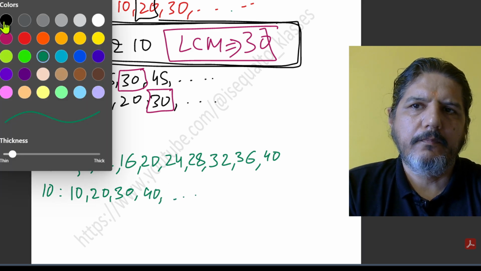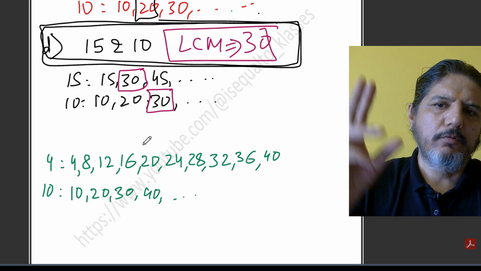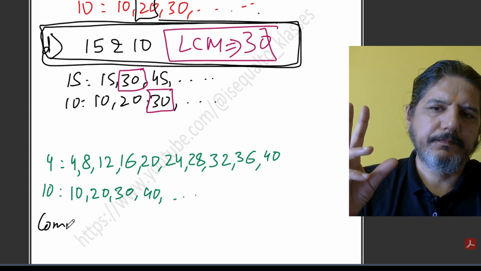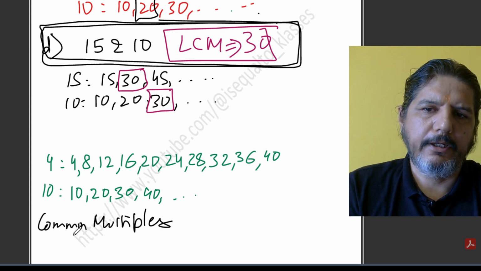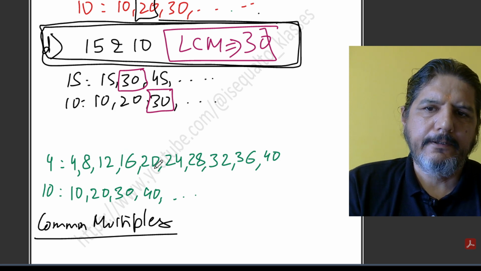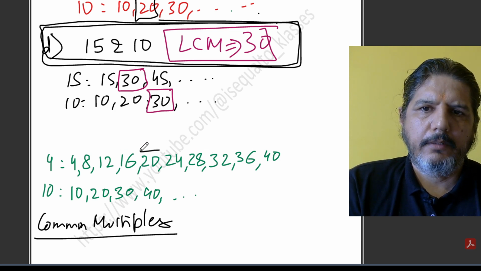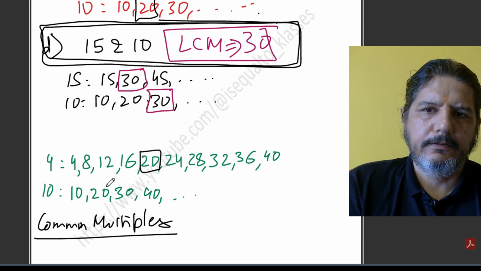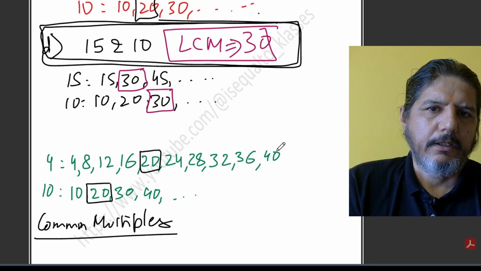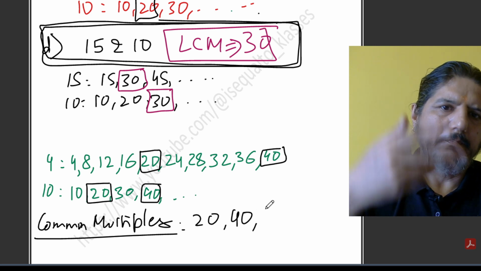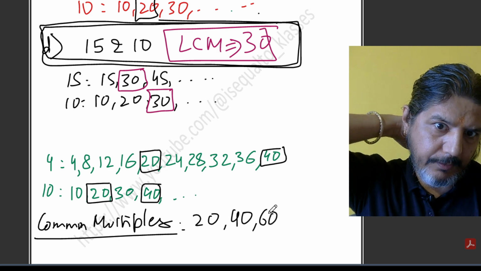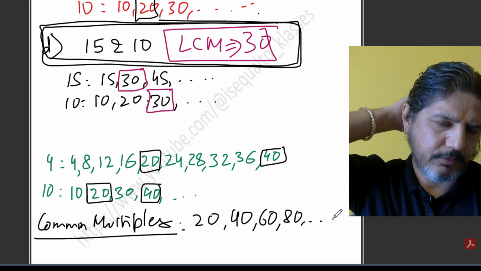Now look closely, you will understand what I am trying to say. If you want to find the common multiples of 4 and 10, the first common multiple is 20. Then you have 40. So the common multiples are 20, 40, and basically 60 would be another number, 80 would be another number, and so on.